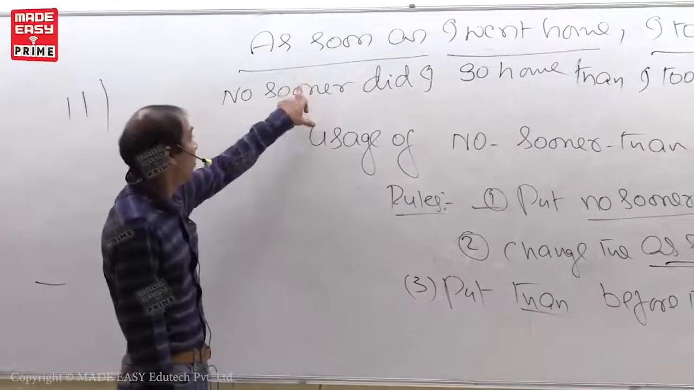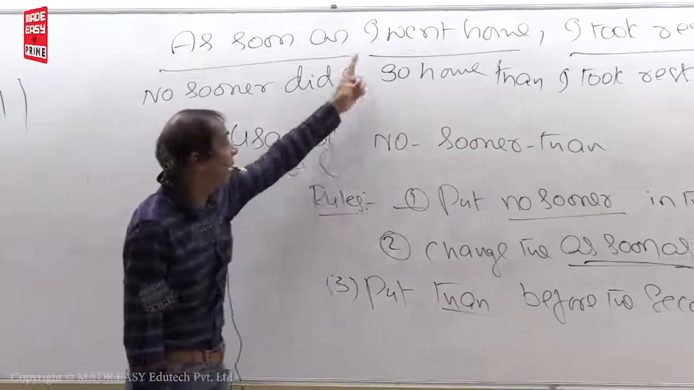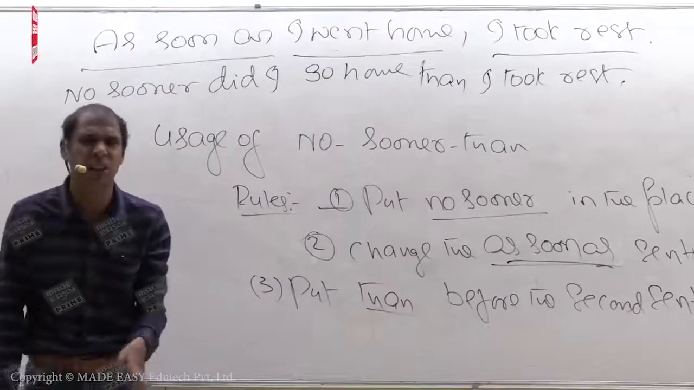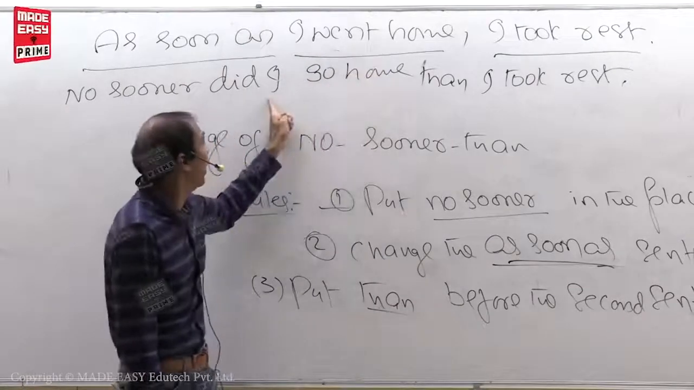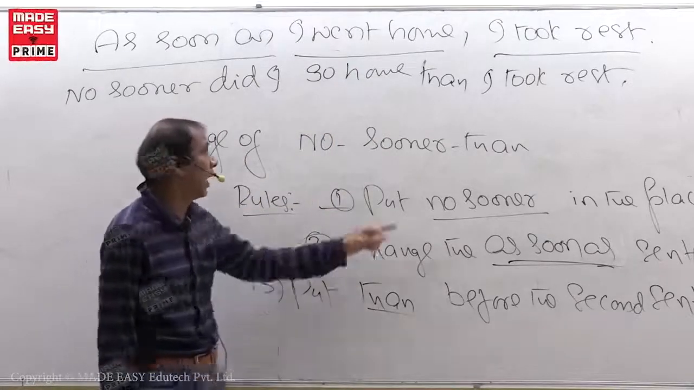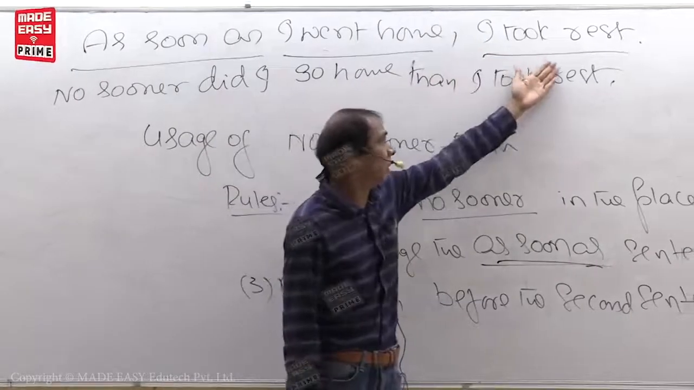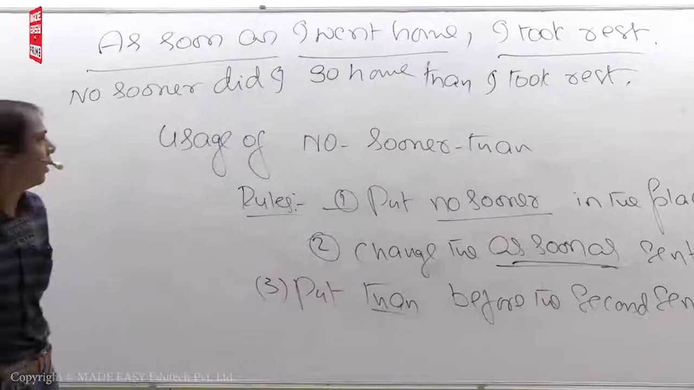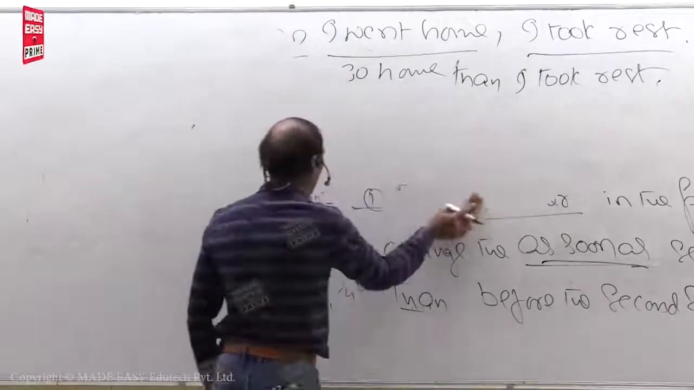What is the first rule? Again I am explaining. Put no sooner in the place of as soon as. What is the second rule? Change the as soon as part, or as soon as clause. What is clause? I'll explain later. Don't worry. Change the as soon as sentence into interrogative form. Rule number 2. What is rule number 3? Put than before the second sentence. After putting than, repeat the second sentence as usual without any change. That's all.